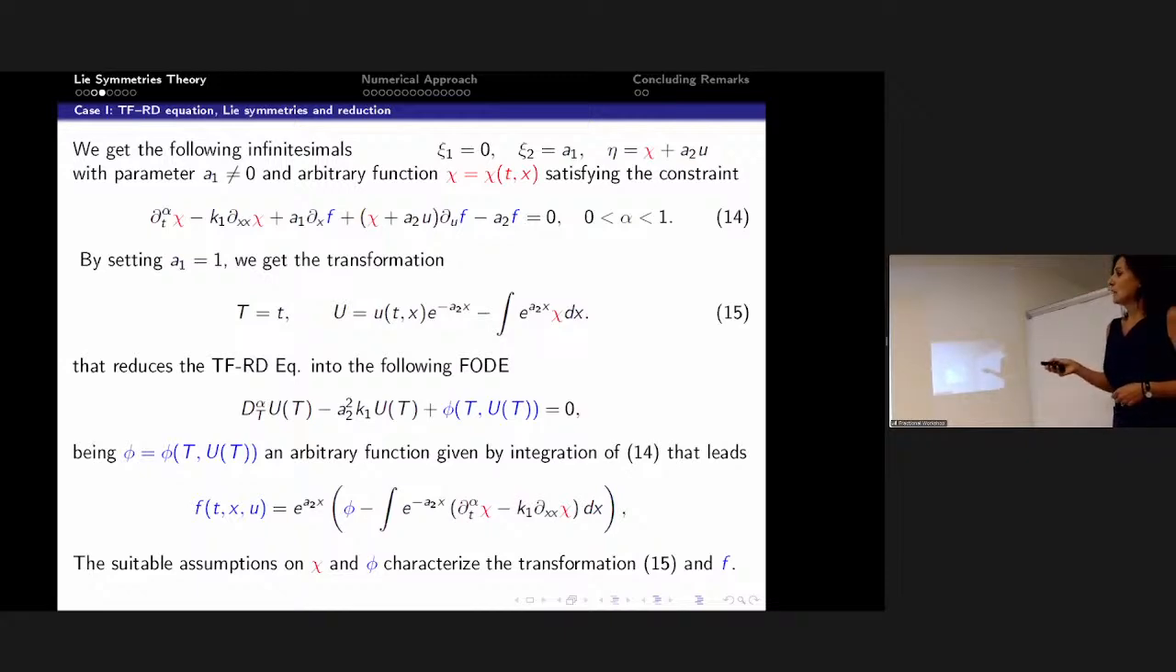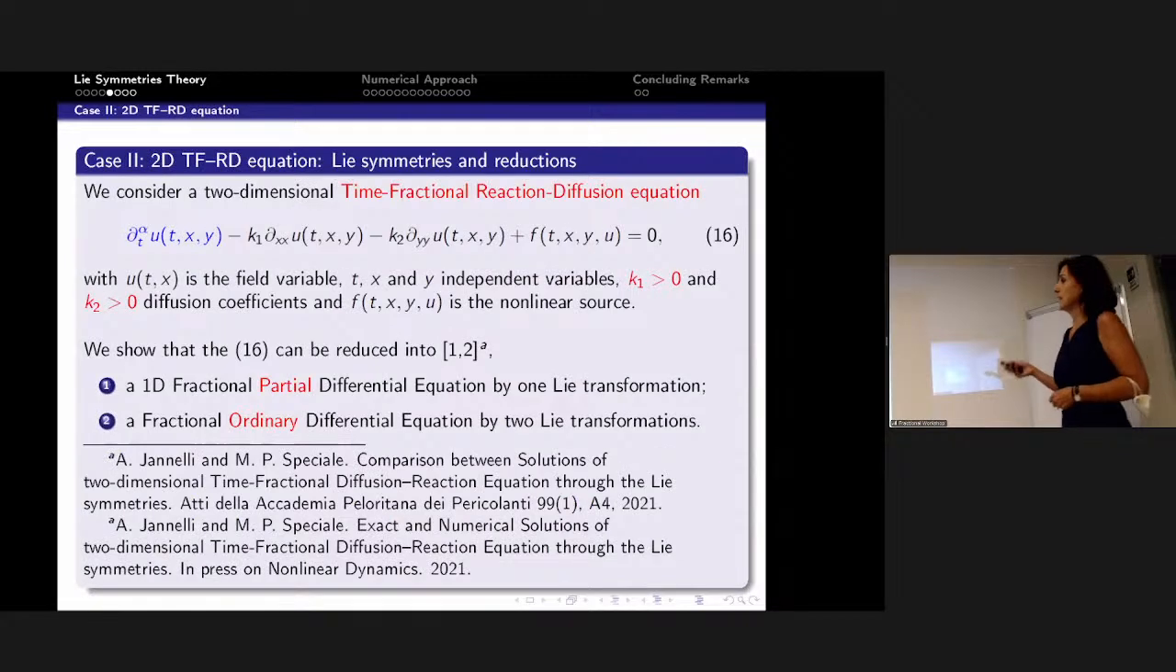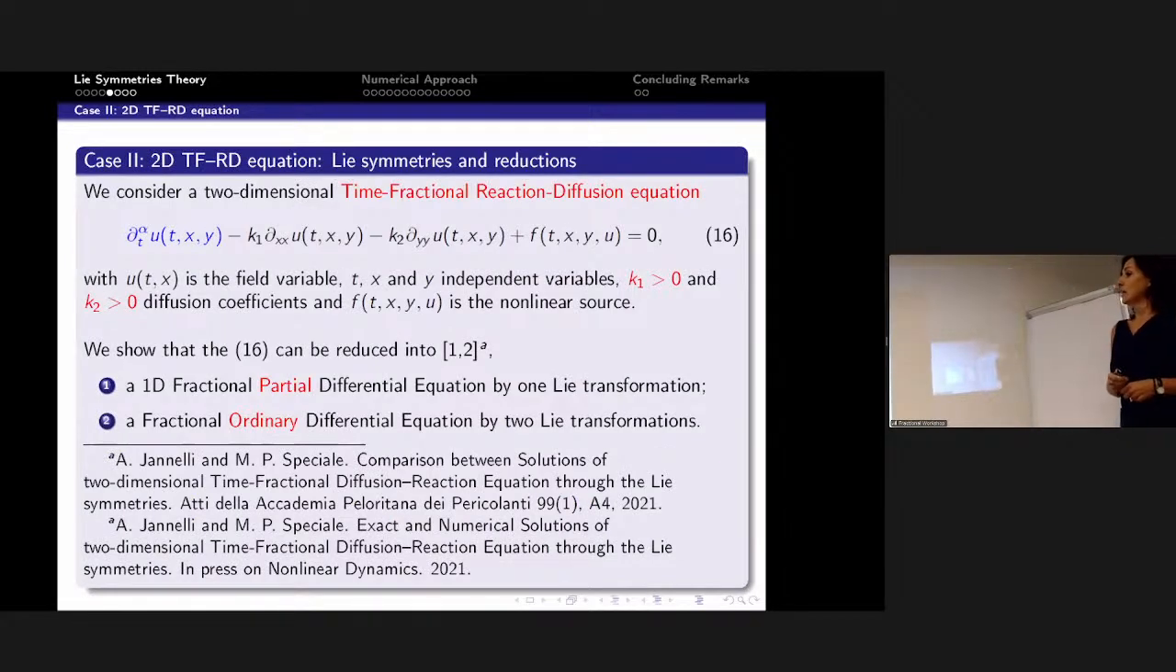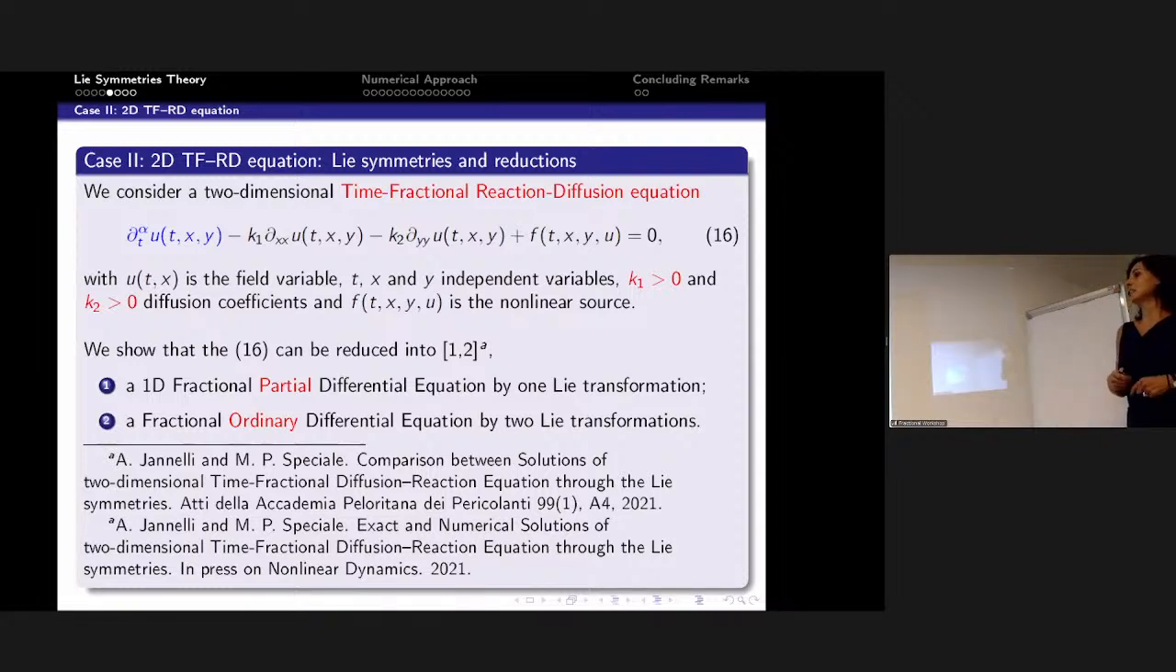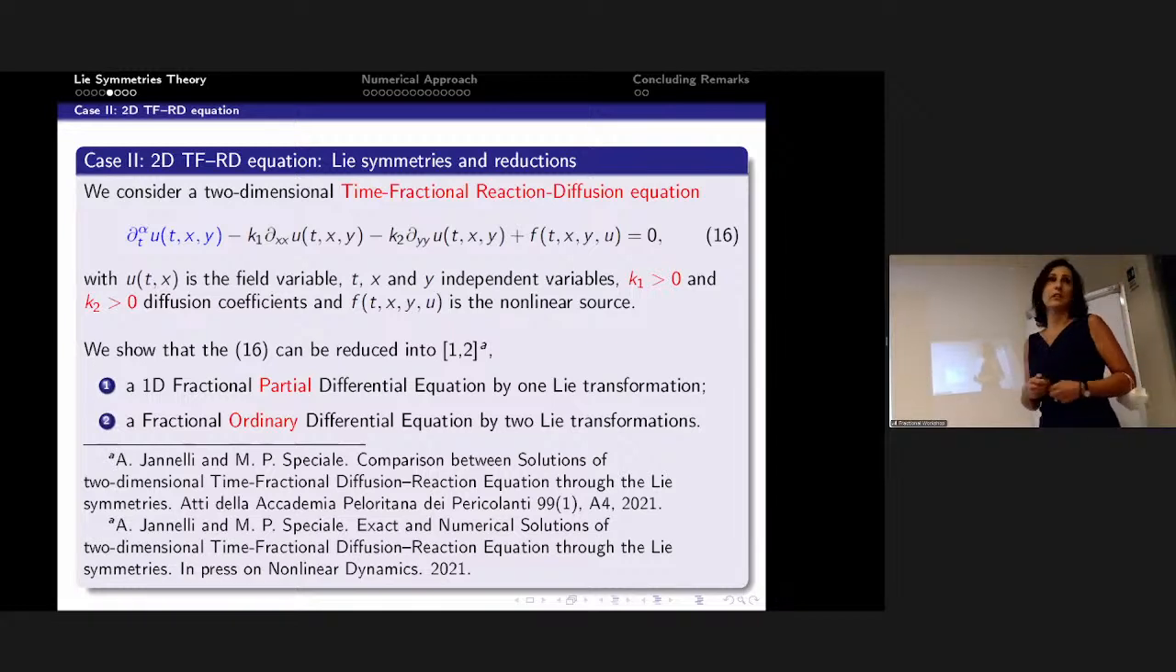Now I'll show you another case. It represents a more interesting case because the equation reported in this slide can be reduced in different ways. In the first one, by applying only one Lie transformation, we can map the equation under study into a fractional partial differential equation. In the second way, we use two Lie transformations in order to map the original equation into a fractional ordinary differential one.